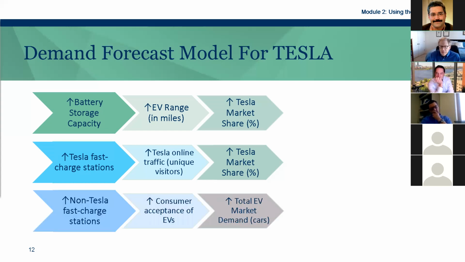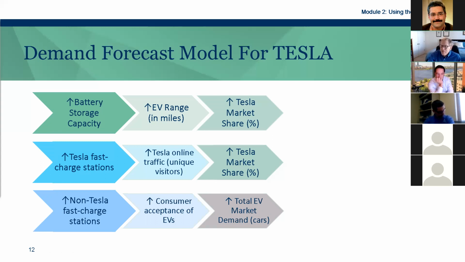So one other linkage I'll talk about is that the more non-Tesla fast charge stations increase, the more consumer acceptance of electric vehicles. And that increases the market demand overall for electric vehicles. And it might seem odd that the increase of non-Tesla fast charge stations could improve demand for Teslas, but it has a social impact by making consumers more comfortable that they'll be able to charge their electric vehicle. So the pie gets bigger.